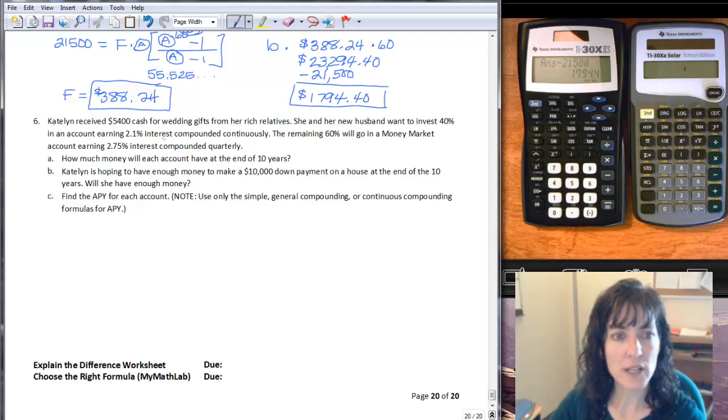Okay, let's take a look at another problem. Caitlin received $5,400 in cash for wedding gifts from her rich relatives.